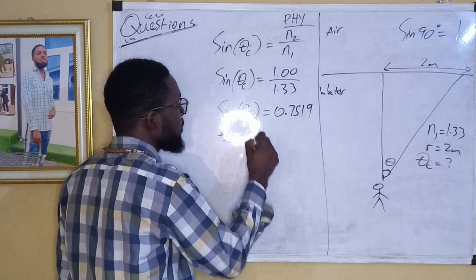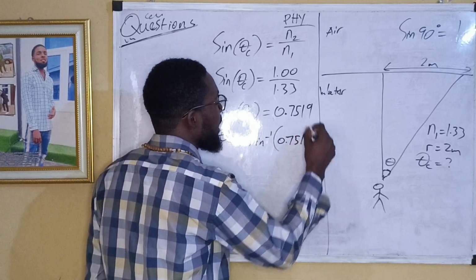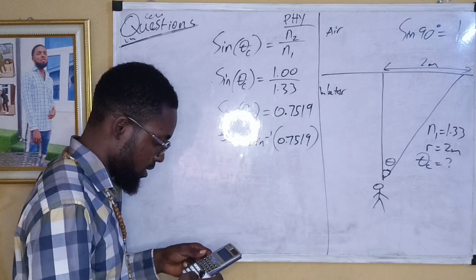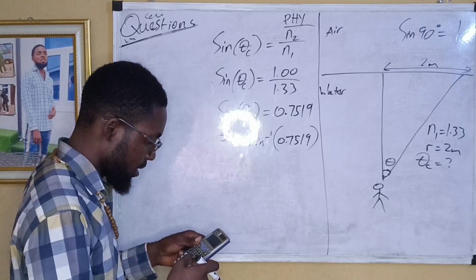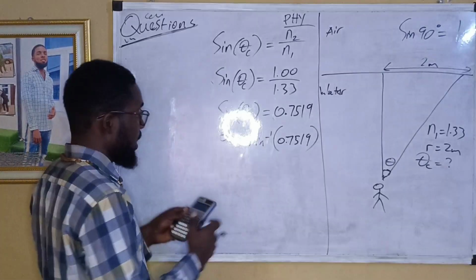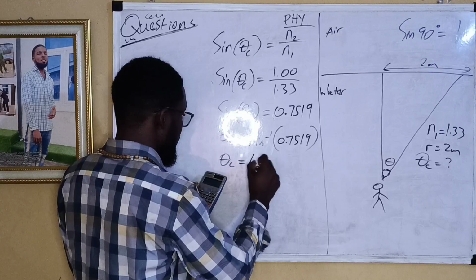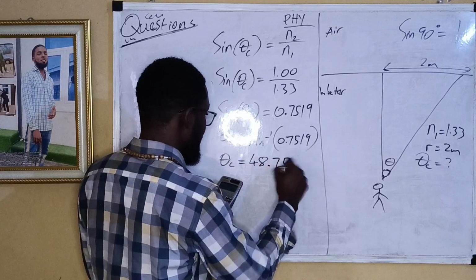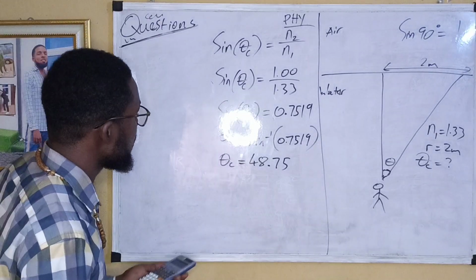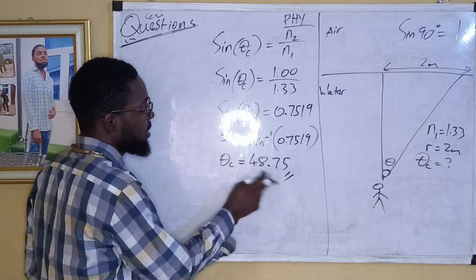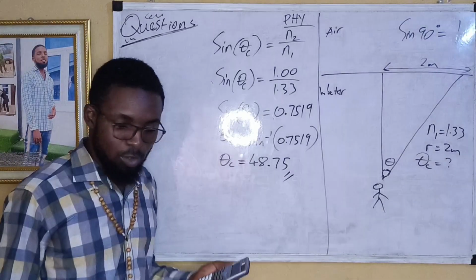So the critical angle is equal to sine inverse of 0.7519. Sine inverse of this gives us that the critical angle is 48.75 degrees. Ladies and gentlemen, this is the critical angle.